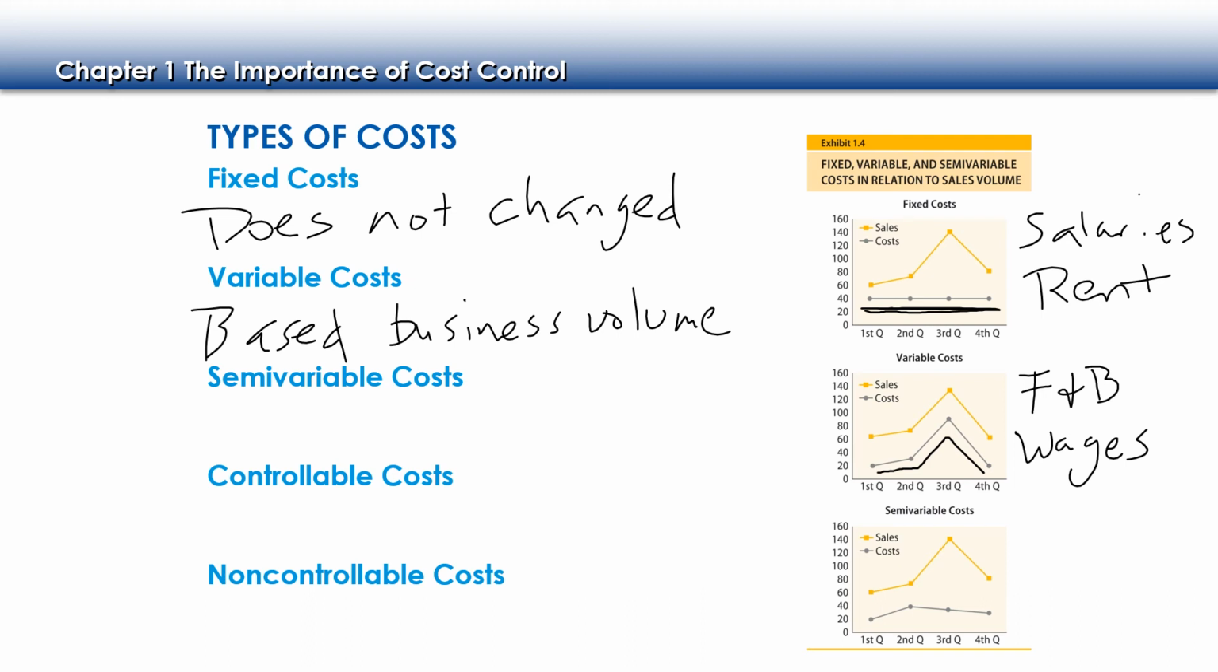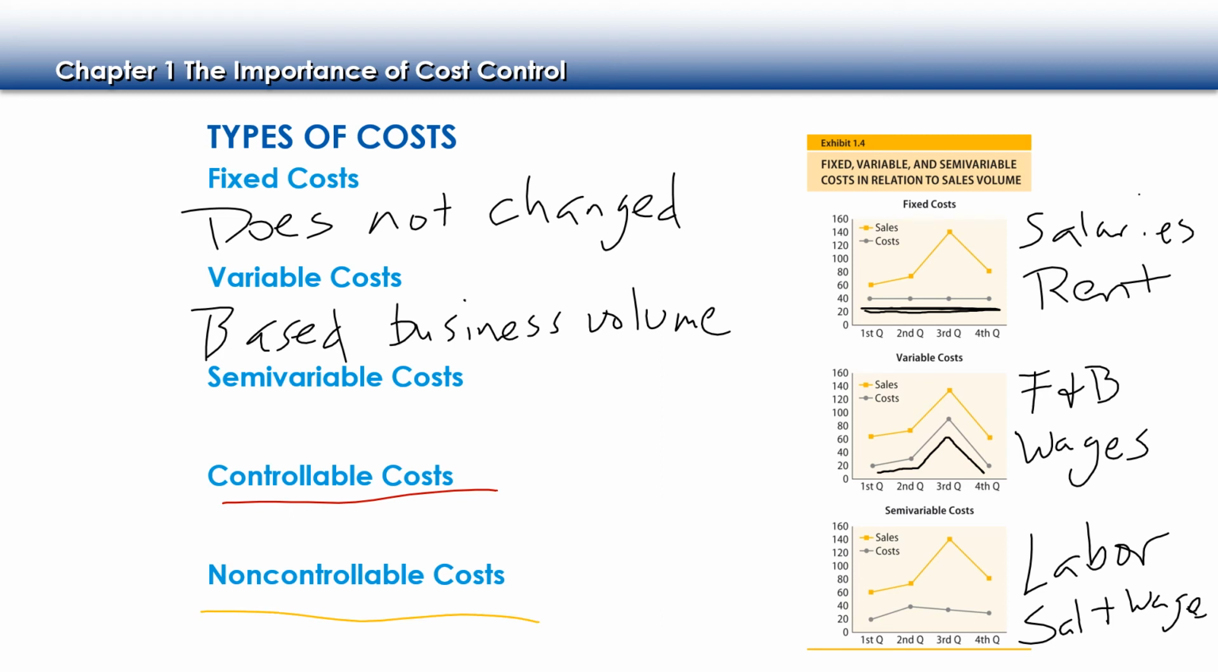This is where our semi-variable costs come into play. So semi-variable is included in what we call labor, because labor has both salaries and our wages. Okay. So our salary and our wages make up our labor costs, and that's why it's semi-variable, because it has both fixed and variable attributes. Now let's talk about controllable costs and non-controllable costs.